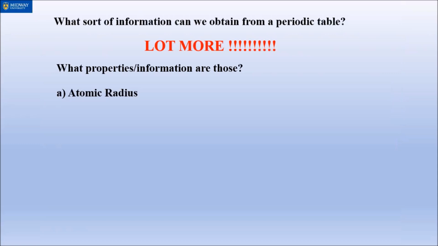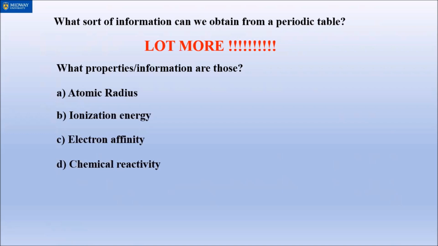Now, as I said, the periodic table is a blueprint, or I even call it an ocean. Well, that is true, because what sort of information can we obtain from a periodic table? A lot more, and not necessarily limited to these, but atomic radius, which is the size of an atom and how it influences its chemical behavior, ionization energy, electron affinity, chemical reactivity, and bonding, just to name a few.